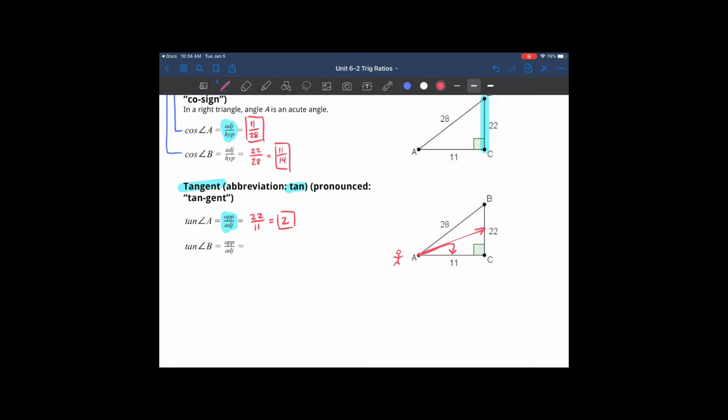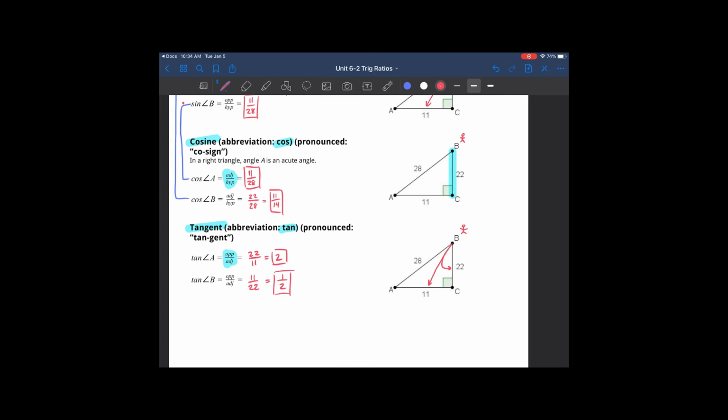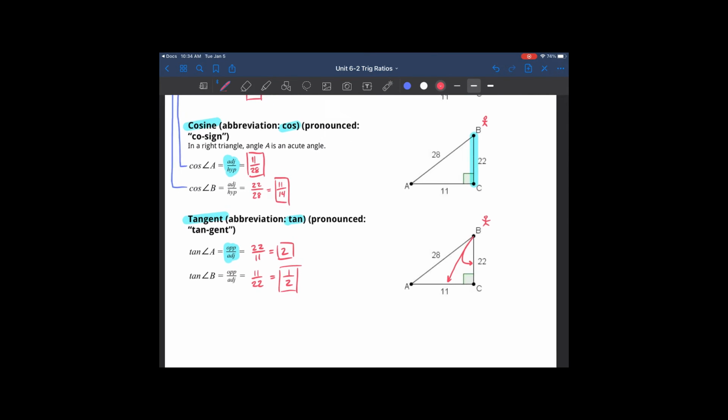And then get rid of this stick figure here with these arrows. And I will now reference the tangent of angle B. So if I'm standing at angle B, then the opposite side is 11 and the adjacent side is 22. So now it's 11 over 22, and that is 1 over 2. So don't get that one mixed up and reduce that down to 2. It's 1 over 2.